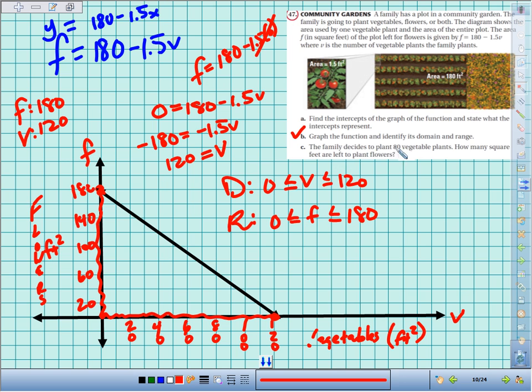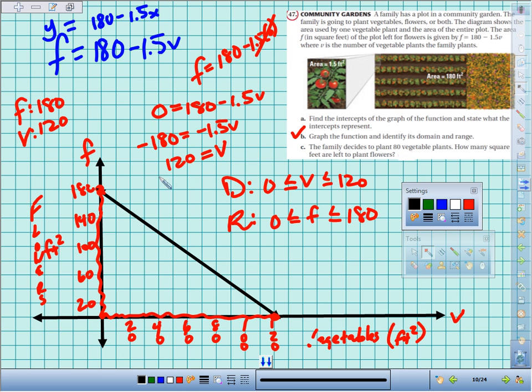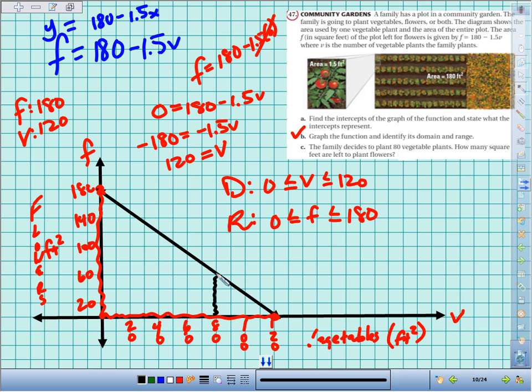Part C, the family decides to plant 80 vegetable plants. How many square feet are left over for planting flowers? Well, 80 on the vegetables. Let's find 80 on the vegetables. That's right here. If we work our way up to see where it hits on the graph, it looks like they've got about 60 square feet left to plant for flowers.